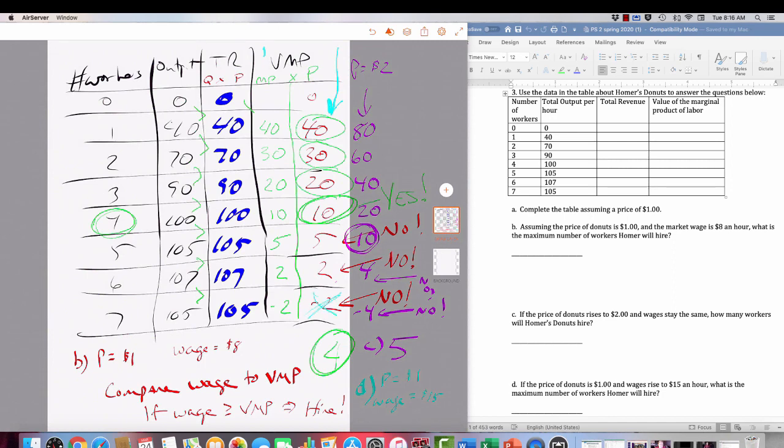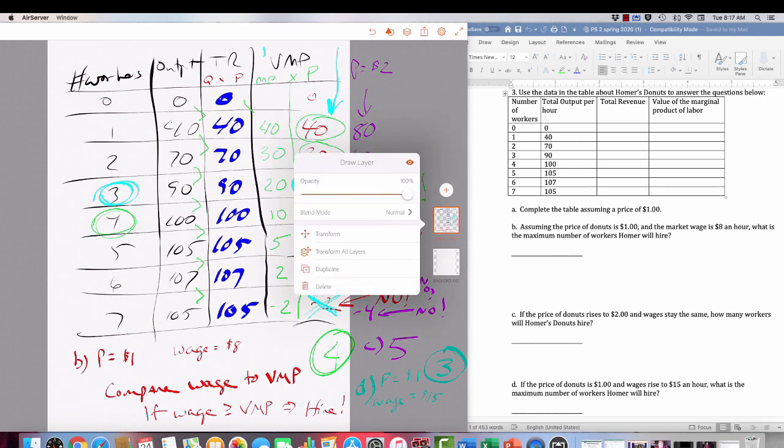So we're still not going to hire this person. We're still not going to hire this person, and we're still not going to hire this person. At a wage of 15, we're not going to hire that fourth worker either. They're not covering their costs. We will hire the third worker because they are generating enough in terms of the value of their marginal product to cover their wage. So the correct answer for part D is we will hire 3 workers.